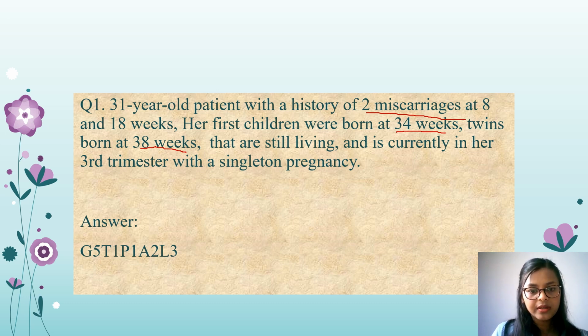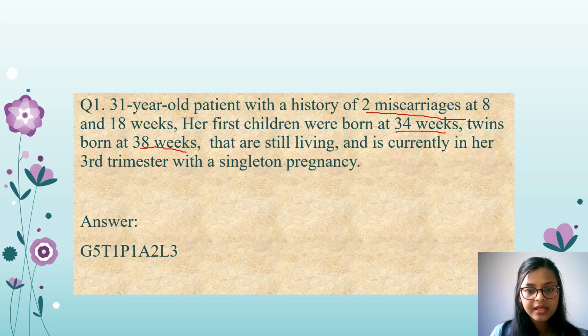And then P1, because her first child was born before the 37th week of gestation. Let's see the abortions. The woman had 2 miscarriages at the 8th and 18th week of gestation, which was before the 20th week of gestation. So that comes under A2.